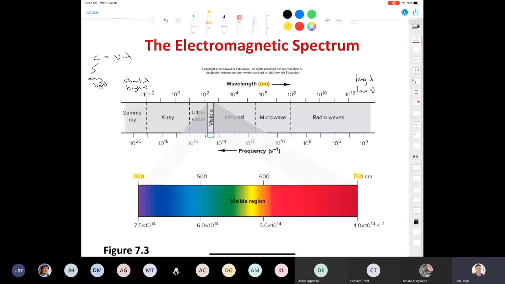So if we go the other direction from visible light, if we go to the next longer wavelength, we have infrared. Sometimes we just call that IR. You've probably all heard of infrared goggles that maybe the police have for night vision, or night vision goggles. Sorry, that's what I was looking for.